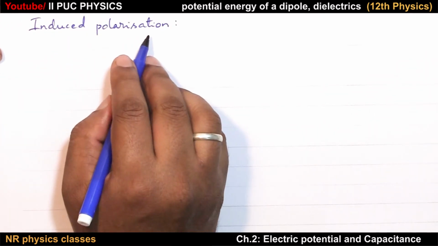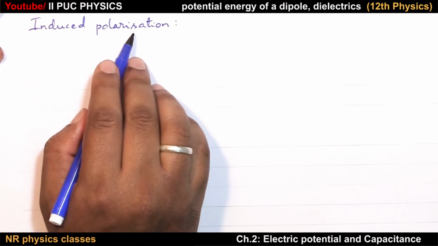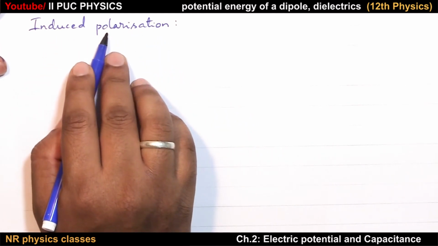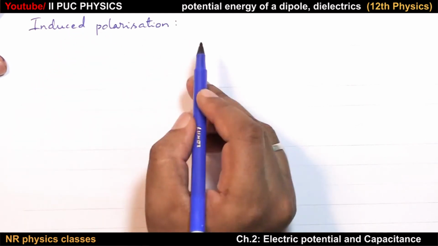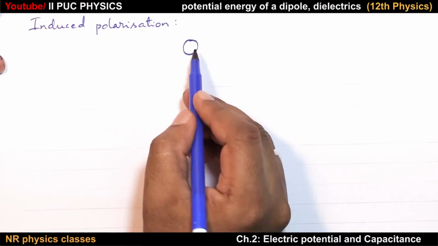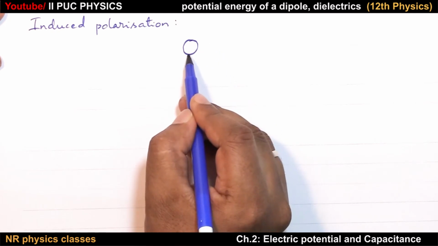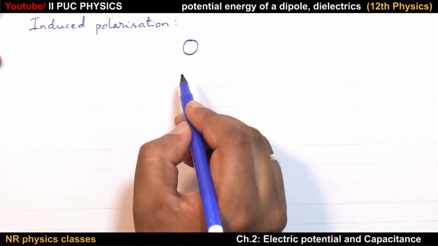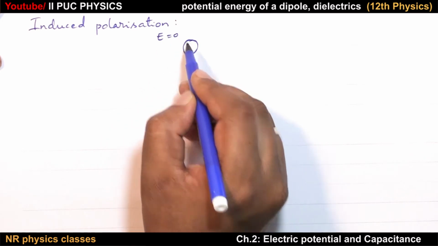Induced polarization. Induced polarization means a dipole moment is induced by an external electric field. If this is a symmetric molecule, usually symmetric molecules are shown by a circle. In 3D, it's a sphere. Okay. There is no external electric field, so E equals 0.